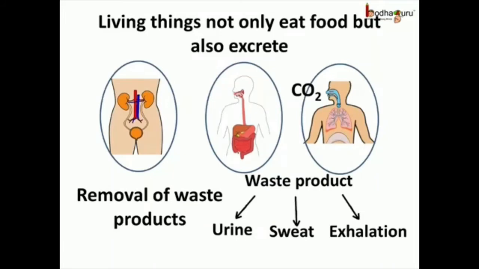The animals remove these through urine and sweat. Carbon dioxide, which organisms give out during exhalation, is also a waste product. So the living things get rid of these waste by the process which is known as excretion. So the living things not only eat food but also excrete, which is an important characteristic of all the living things.